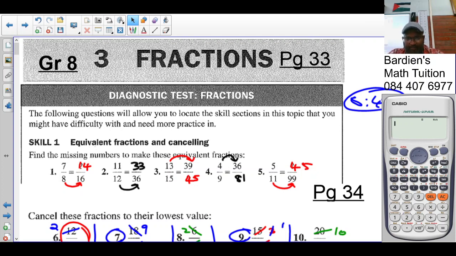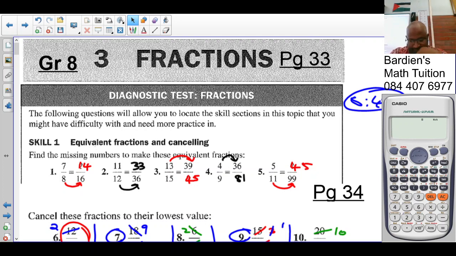Number 10. The first one is? 2 over 5. Number 3? 5 over 7. Number 5? 5 over 11. Number 7? 7 over 8. Number 9? 2 over 3. Number 11? 3 over 11. Number 13? 3 over 4. Number 15? 9 over 10. Okay, so that seemed to be a bit better.